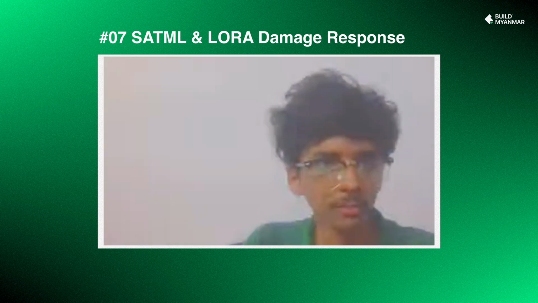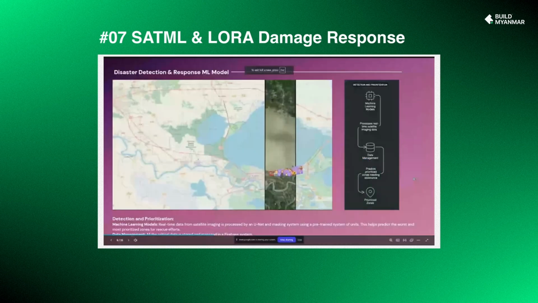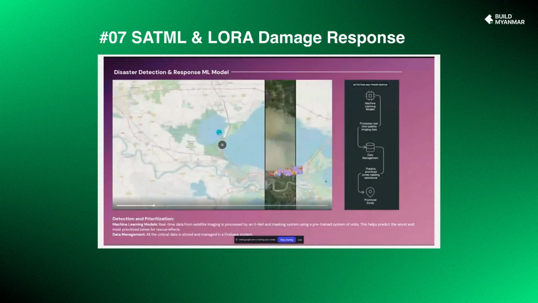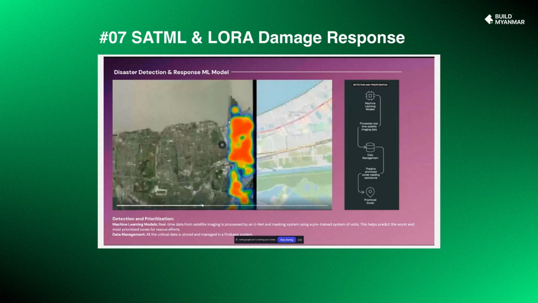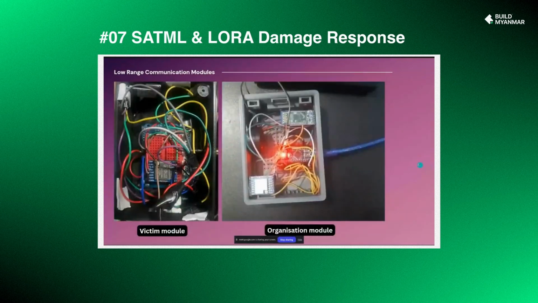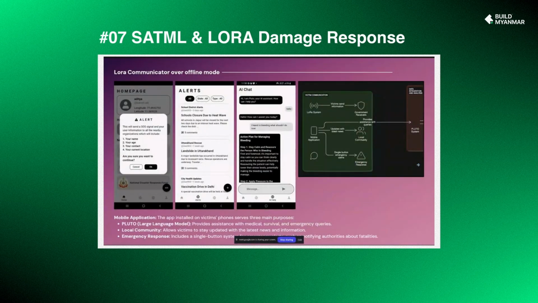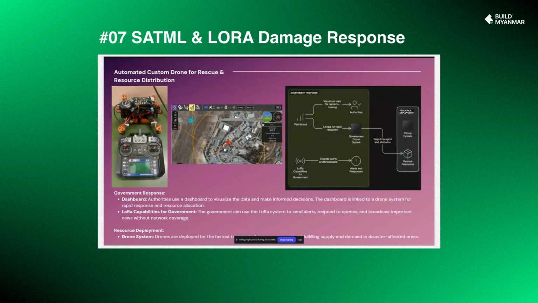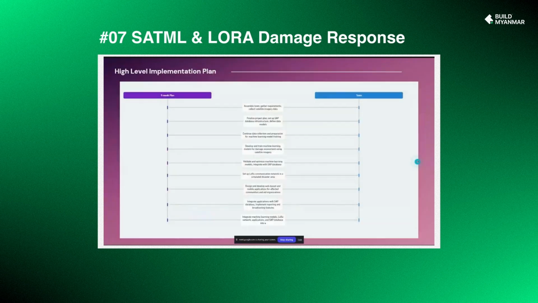So if I come back here, this is how our model has been working. We detect disaster and respond with our ML model. Then we establish offline communication between organizations and victims. After that, we also provide them an offline mode to send messages and receive alert signals, and establish communication between the local communities also. And this is our Firebase, and this is the drone part. So this is our whole model.